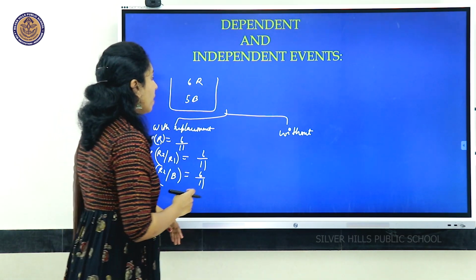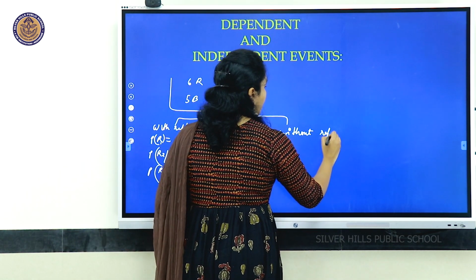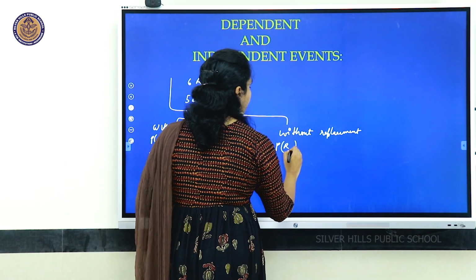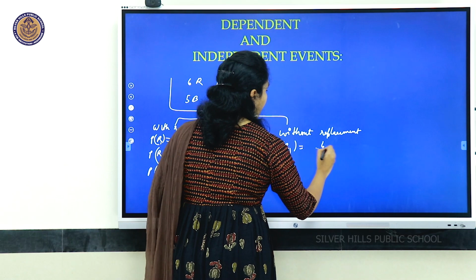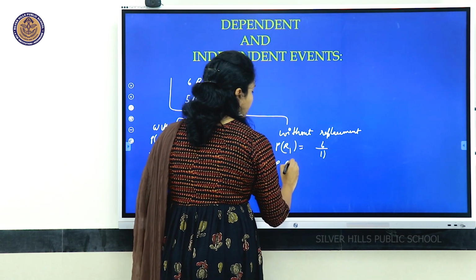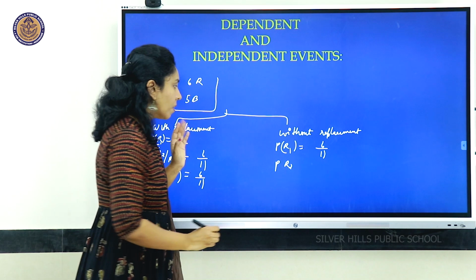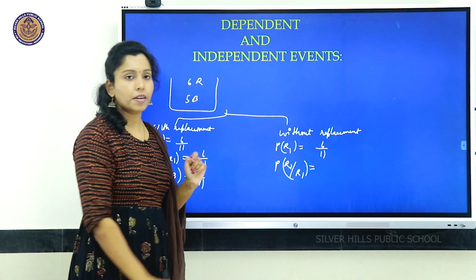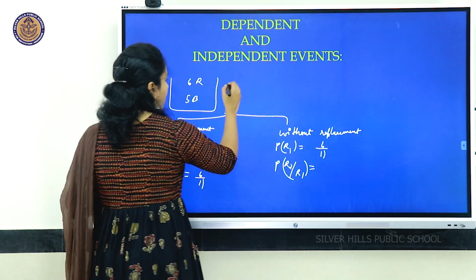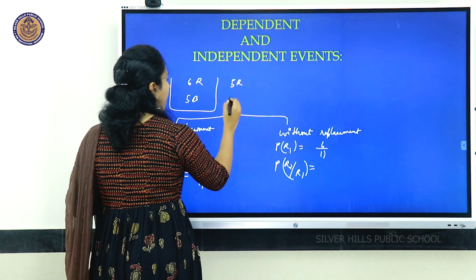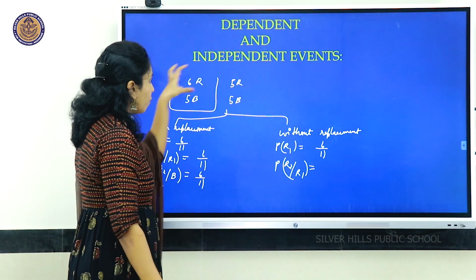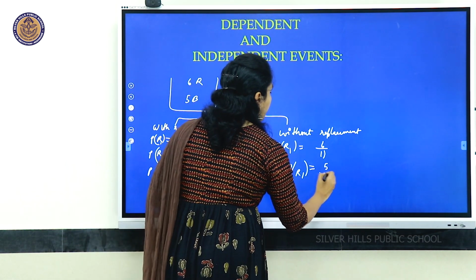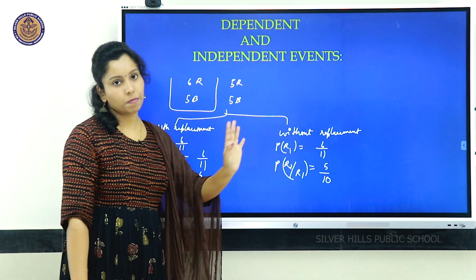Now, let us see the case where it is without replacement. What is the probability of getting a red ball in the first attempt? It is 6 by 11. Now, what is the probability of again getting a red ball, given the first one is red? Will there be any change in the probability here? Earlier it was 6 red, now it becomes 5 red, and the 5 black balls remain the same. So, from this collection, getting a red again means your answer will be 5 by 10. There is a change in the probability.